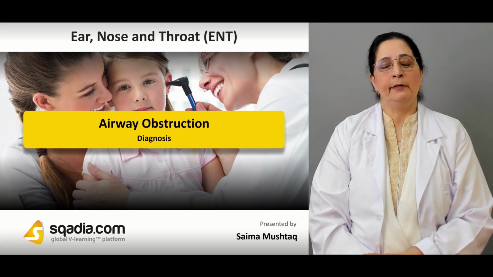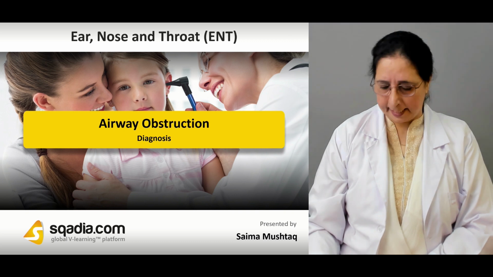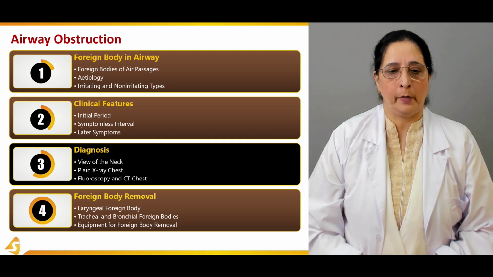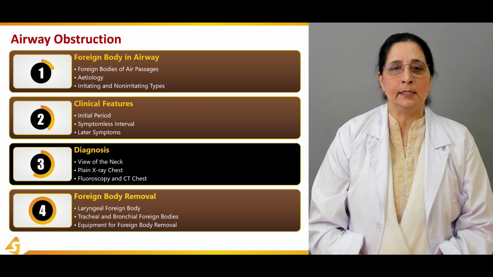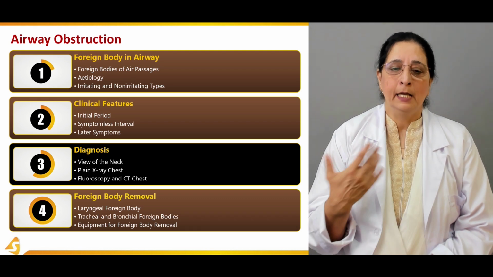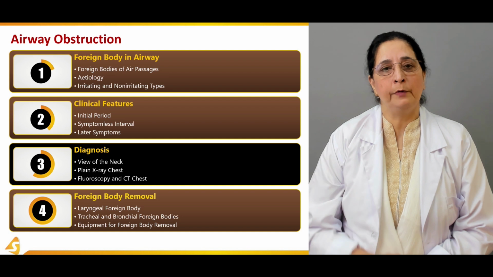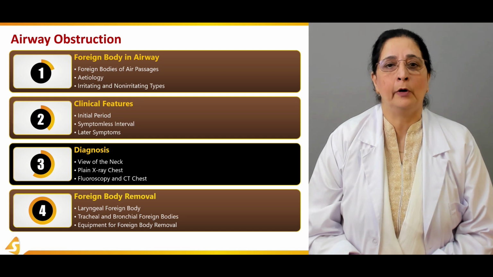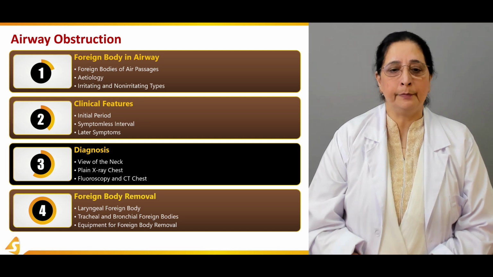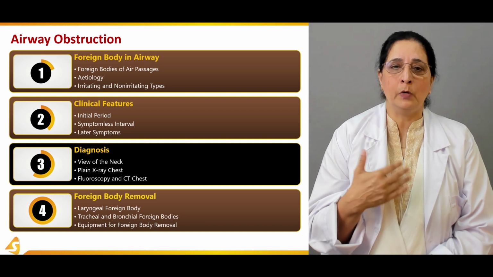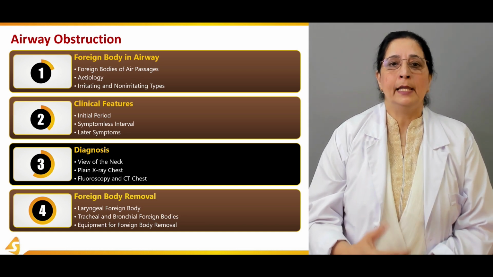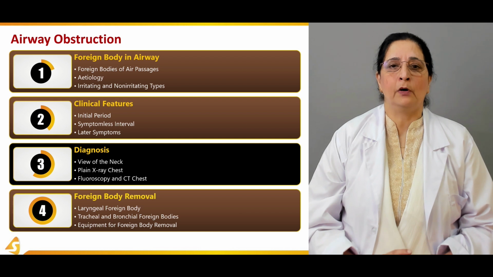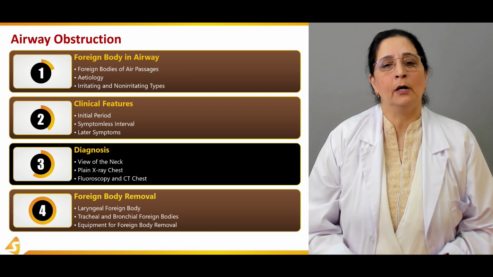Now in the third section, we will talk about different diagnostic tests we can do for the presence of foreign body in the airway. Some tests that can be done are the view of the neck. We will talk about them later in the section for the examination of the foreign body in the neck. Very important. Then chest. If the foreign body moves down into the lungs, in the bronchi, then we look for the chest x-ray. And then we can also do the fluoroscopy and the CT of the chest.